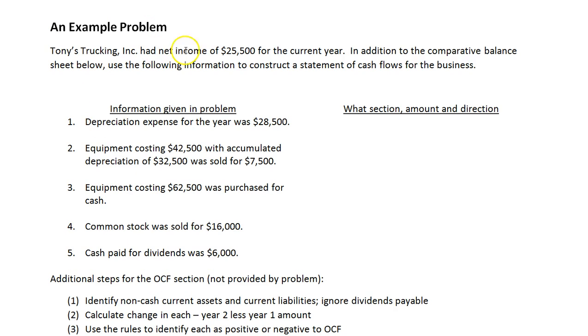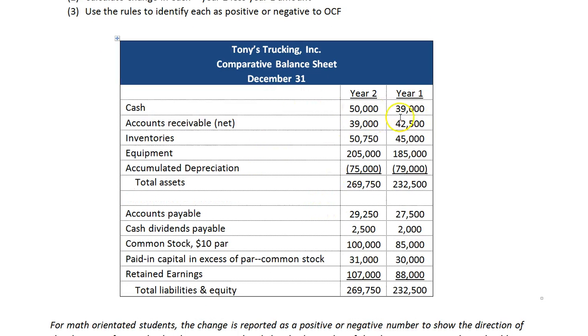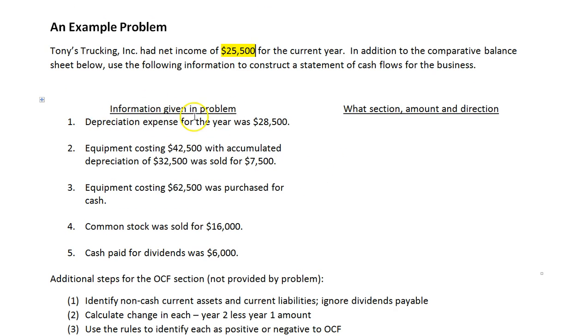Here we got Tony Strucking. They had net income of $25,500. This is going to be our starting point for the operating cash flow section. In addition, the comparative balance sheets below. Here's a comparative balance sheet, so it has 2 different years. All right, other information given in the problem. What we're going to do is take that information and decide what section it goes into. Remember the 3 sections: operating, investing, financing.